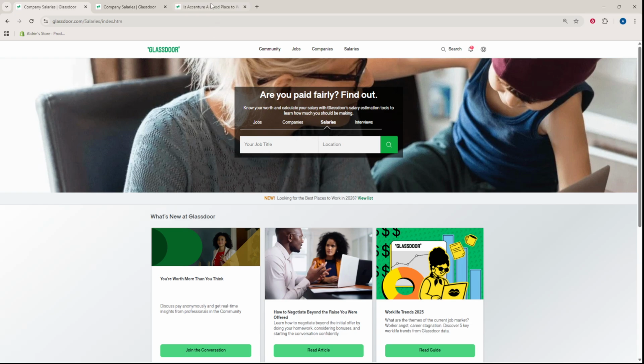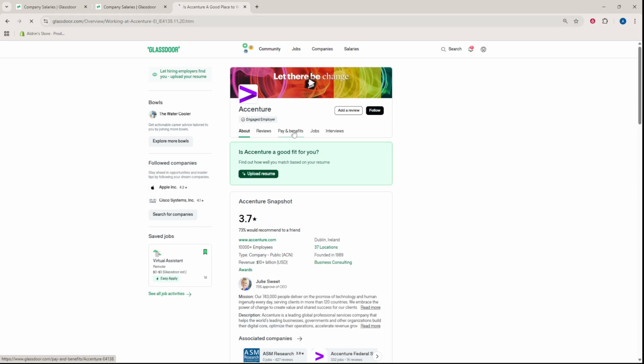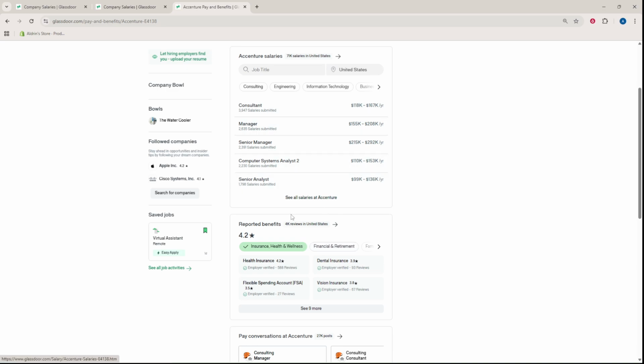Finally, compare company profiles. Open the Pay and Benefits tab on the employers you're considering and stack them side by side. This is where you can see how compensation, benefits, and employee sentiment differ. If two offers look similar on base pay, this view can show whether one company stands out on bonus potential or benefits that matter to you.